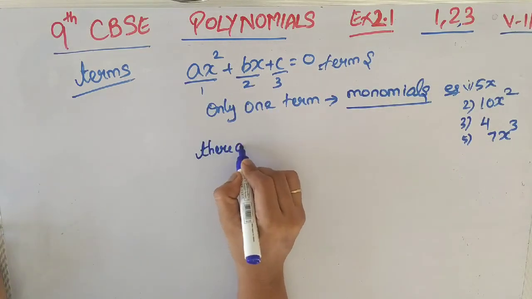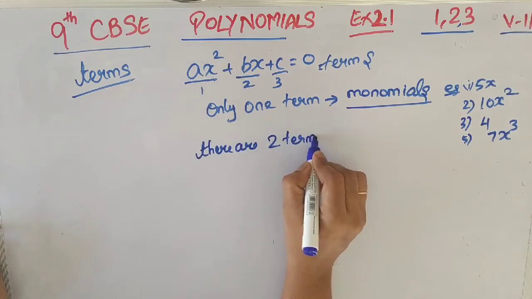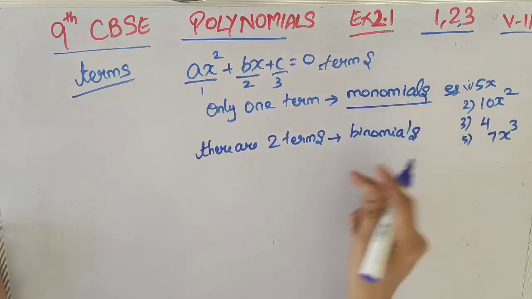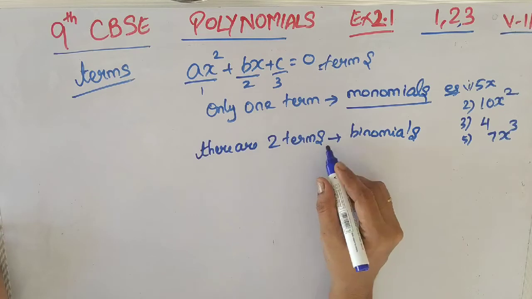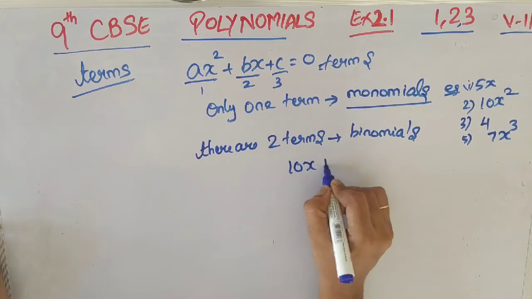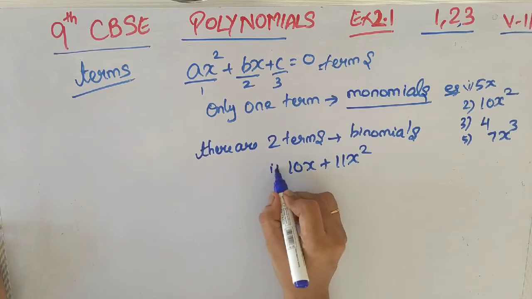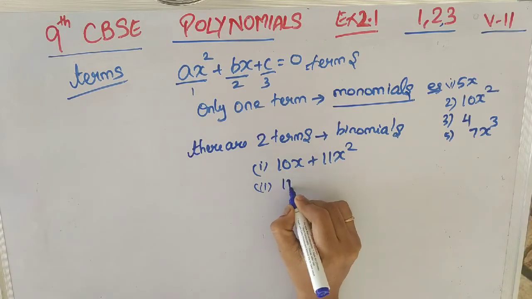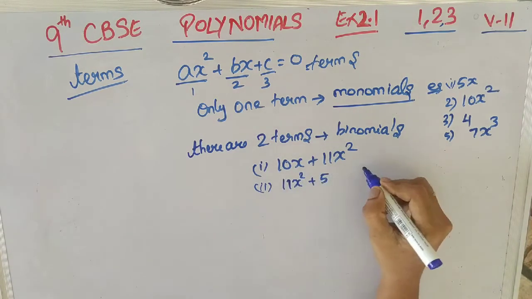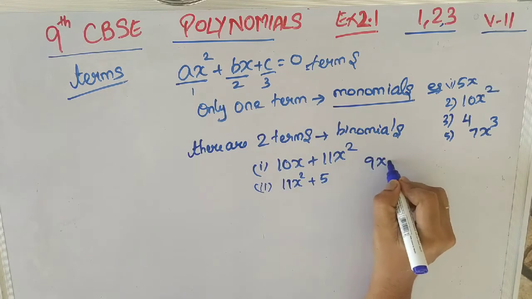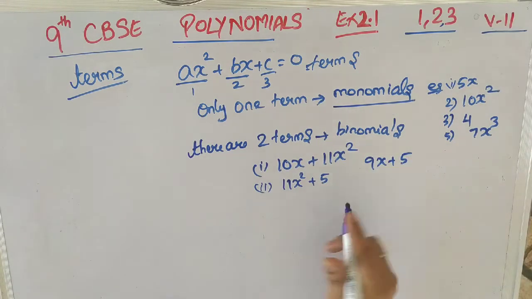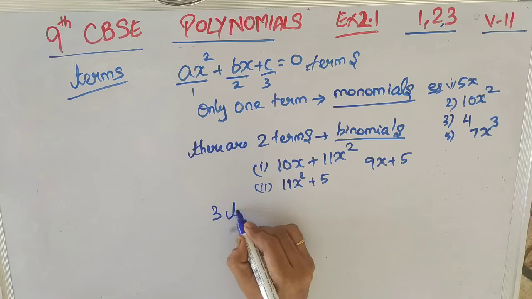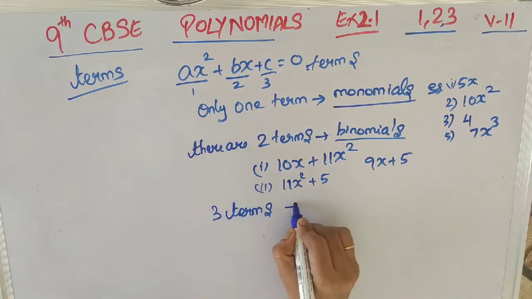Then if the polynomial has 2 terms, it is called a binomial. You all know the word bi means 2, isn't it? So if the polynomial has 2 terms, then it is called a binomial. For example, 10x plus 11x squared, and the second example is 11x squared plus 5, and the third example is 9x plus 5. That is, it can be any combination of x and x squared and a constant term, or x and a constant term, any terms, but 2 terms is a binomial.